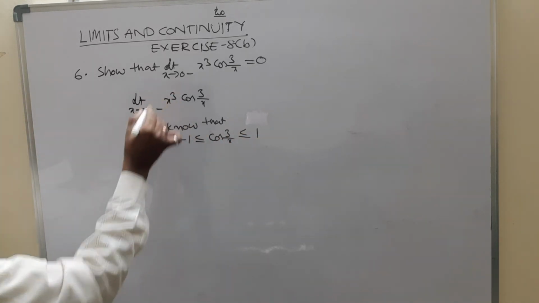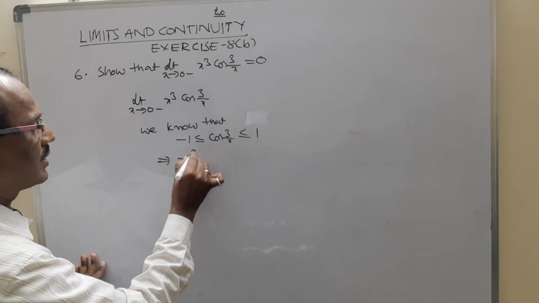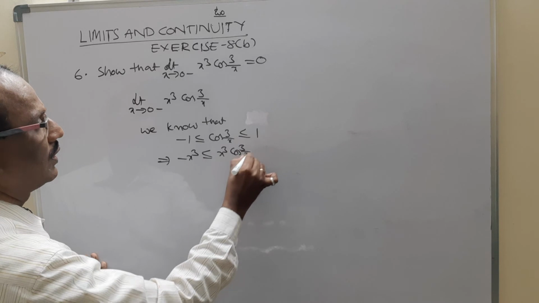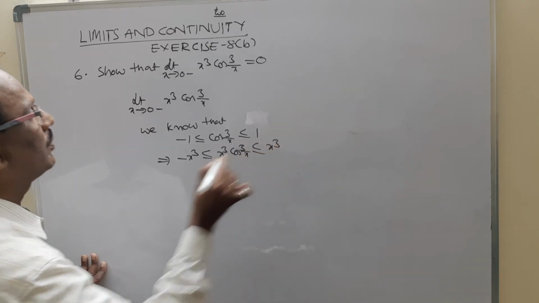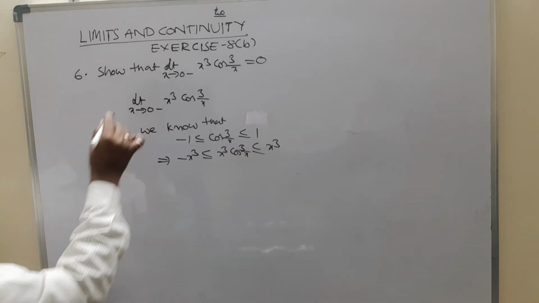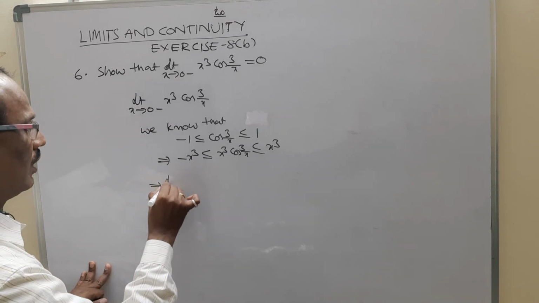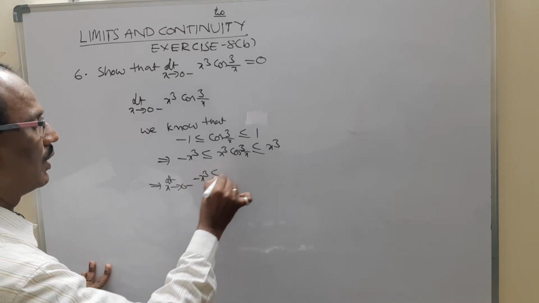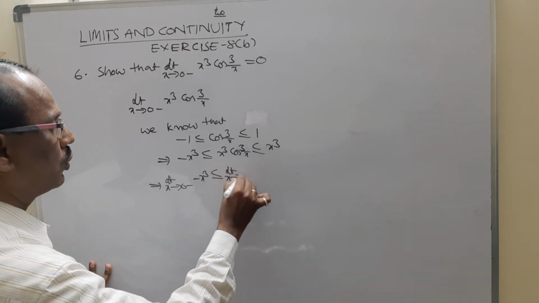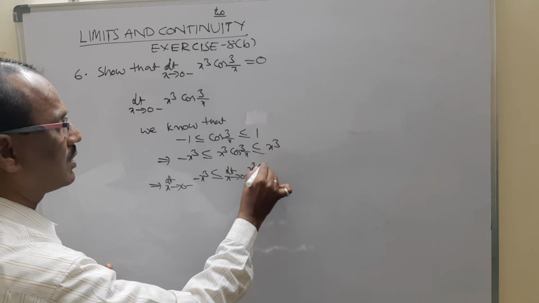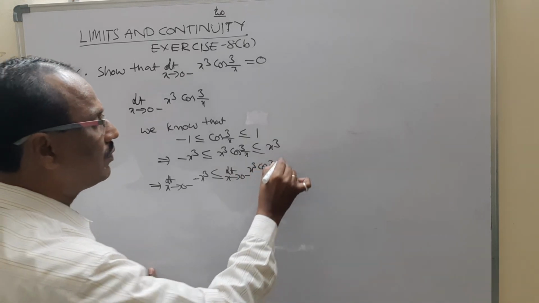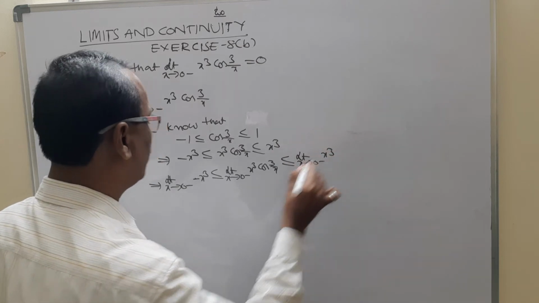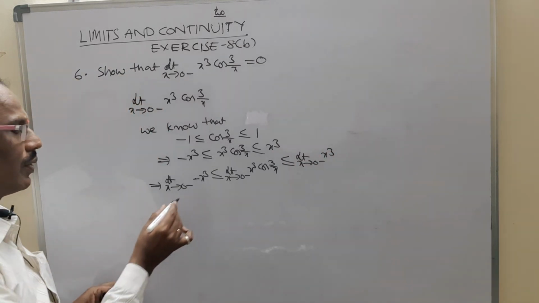Multiply each term by x cubed. Minus x cubed less than or equal to x cubed cos 3 by x less than or equal to 1 into x cubed. Now apply the limit x tends to 0 minus to each term: limit x tends to 0 minus of x cubed, limit x tends to 0 minus of x cubed cos 3 by x, and limit x tends to 0 minus of x cubed.